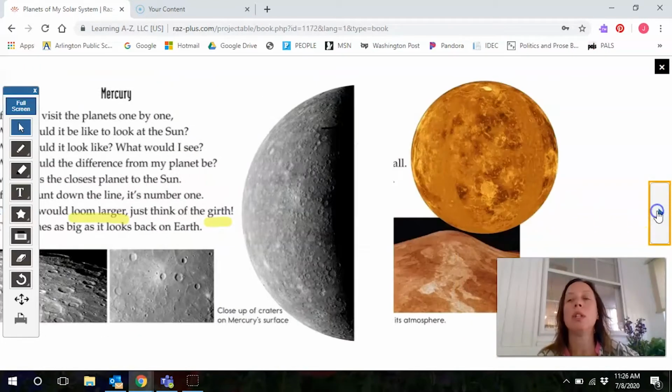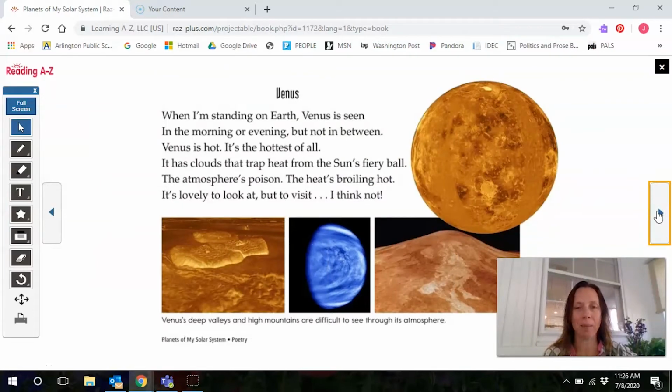Now, we're going to go look at the next planet, Venus. Follow along as I read. When I'm standing on Earth, Venus is seen in the morning or evening, but not in between. Venus is hot. It's the hottest of all. It has clouds that trap heat from the sun's fiery ball. The atmosphere's poison. The heat's broiling hot. It's lovely to look at, but to visit? I think not.